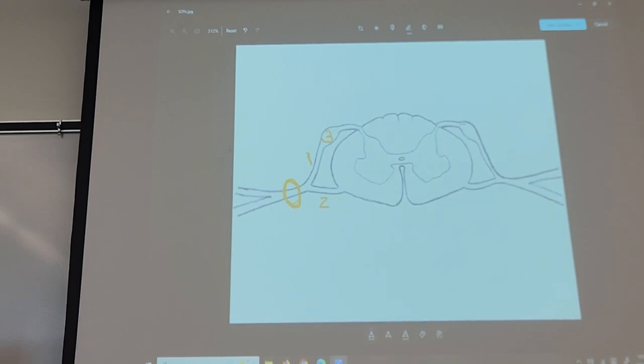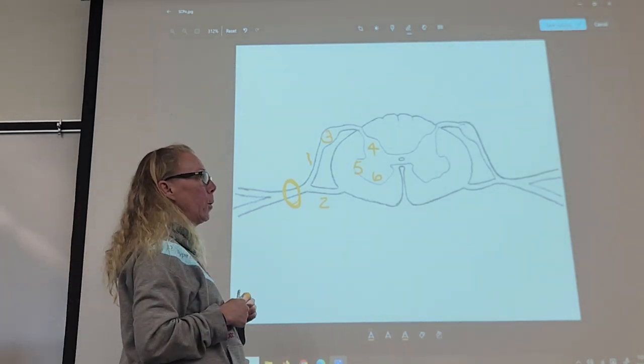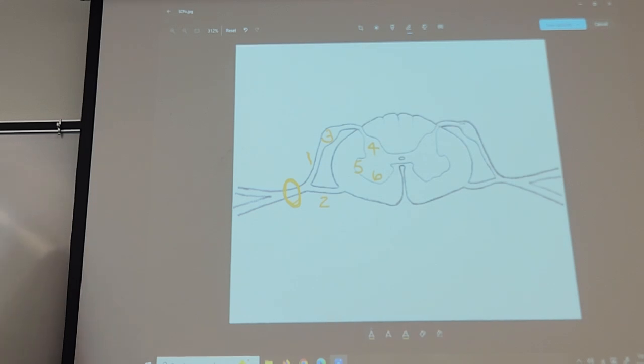What's number 3? Dorsal root ganglion, right? And we defined a ganglion as a collection of cell bodies in the PNS, right? Okay. So then let's go into 4, 5, and 6. Okay, so what's 4? Posterior horn. 5, lateral horn, and 6, ventral or anterior horn, right? And what type of matter is this, gray or white? Gray.